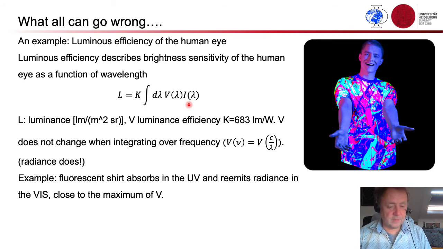Now a few words about this luminance, and therefore we want to discuss a fluorescent shade which absorbs light in the UV and re-emits it in the visible. What it actually does is transform energy from a part where our eye is little sensitive to brightness to a spectral range where it's extremely sensitive, to the maximum. And then you get these effects that you see here, that these effects of fluorescence look extremely bright to our human eyes.